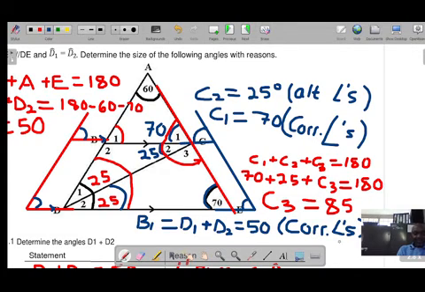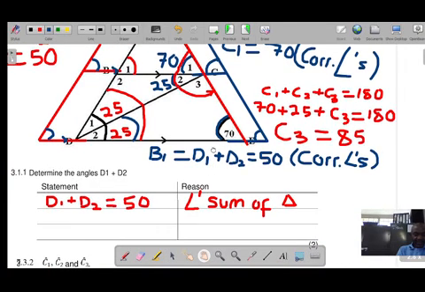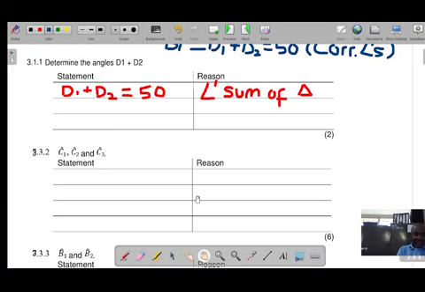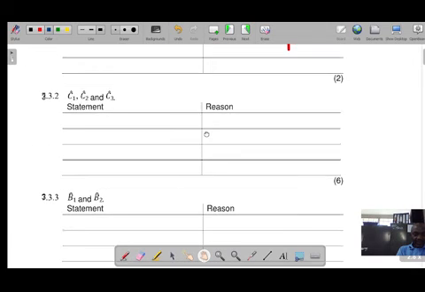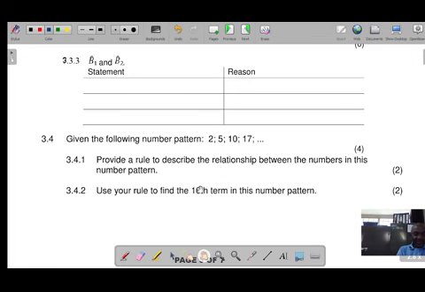Now they said also find B2. For me to get this B2, what do I do here? I can see that B2 and B1 are adjacent angles on a straight line, so they add up to 180 degrees. So B1 plus B2 add up to 180 degrees. Reason: adjacent angles on a straight line.